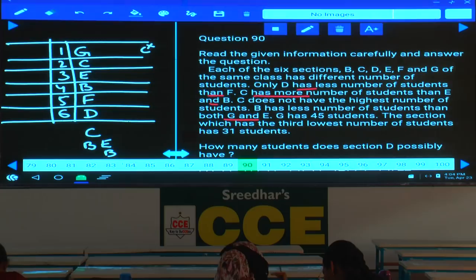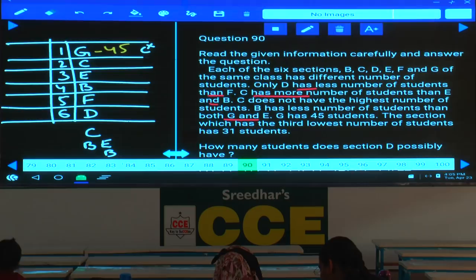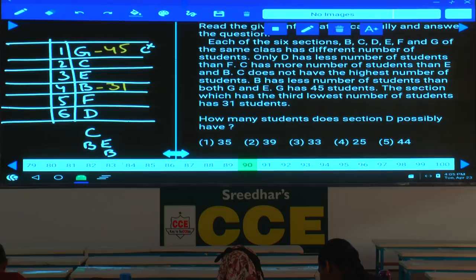Then G has 45 students. Tell me, what is the number of students in G? G has 45 students. And the section which has the third lowest number of students has 31. Then question number 90. How many students does section D possibly have? D can possibly have fewer than 31. It could be only one number, that is 25. That is choice 4.